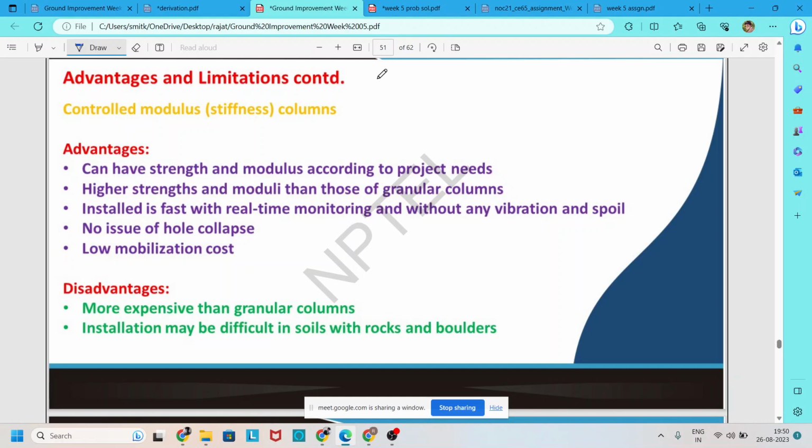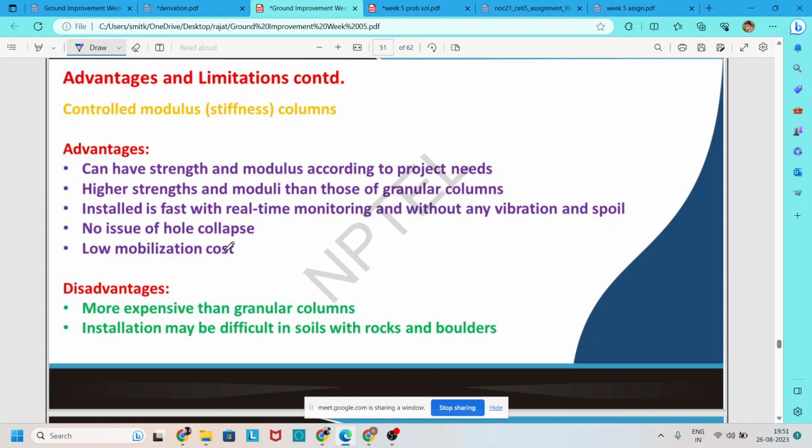Installation is fast with real-time monitoring, and without any vibration and spoil, and no issue of hole collapse. That means the hole is created by a reverse flight auger, so this technique is suitable to not collapse the hole. And also low mobilization cost, because after completing one point to go to another point, the mobilization cost is very low.